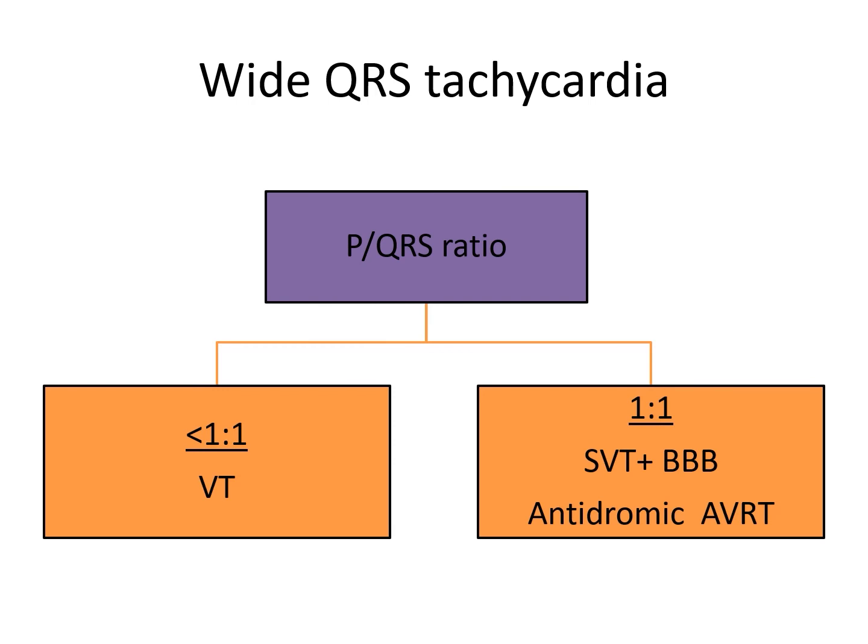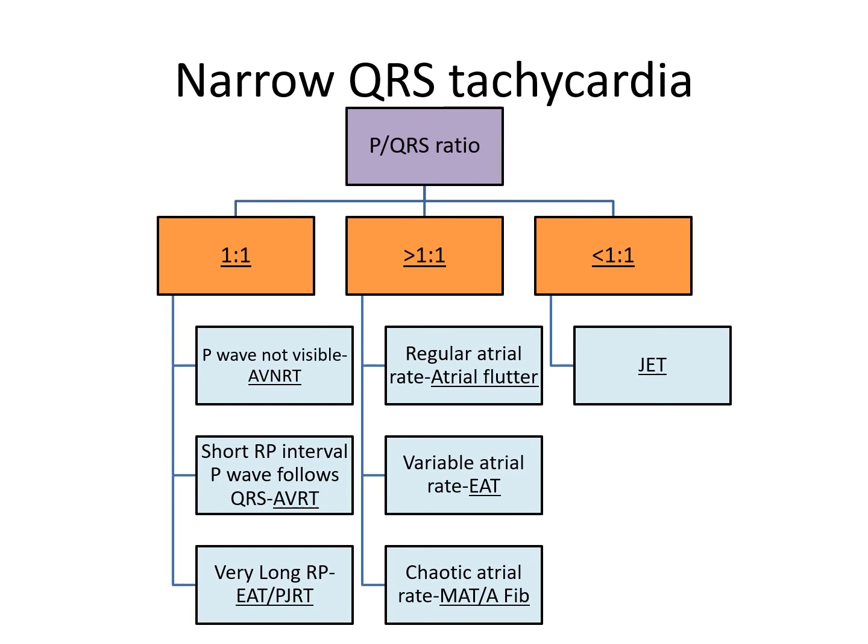Whereas if the ratio is 1:1, that is every QRS complex is preceded by a P wave, the differential here could either be an SVT with an ongoing bundle branch block, or another SVT which we described and understood leads to a wide QRS, the antidromic type of AVRT. Now let's come to narrow complex tachycardia.